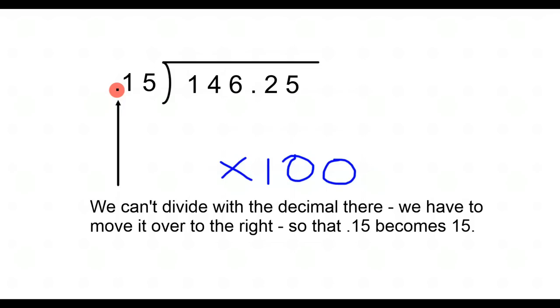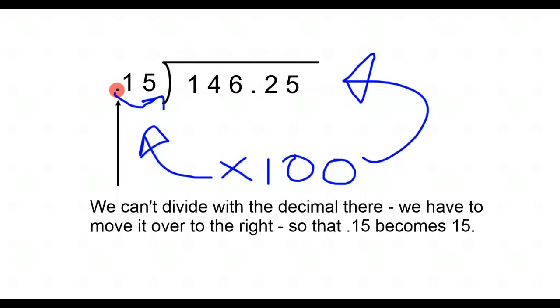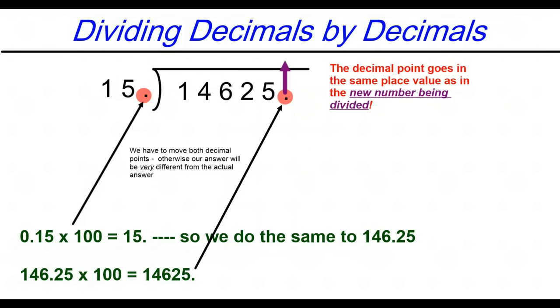If we multiply by 100 in our divisor, we have to multiply by 100, not just the 0.15, but also the 146.25, which will move the decimal point that same number of places also. So we have to do the same to both numbers that we're talking about. The decimal point now goes in the same place value as the new number being divided into. So this decimal point ends up right there, rather than between the 6 and the 2 like it was before. And it's very important that we move both decimal points, not just one, otherwise we're creating a different division than the one we had before.